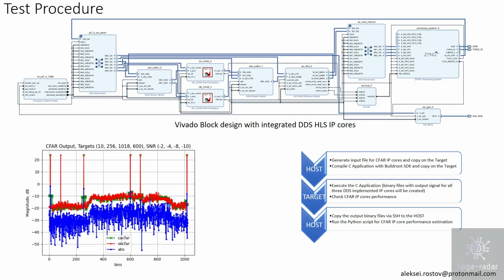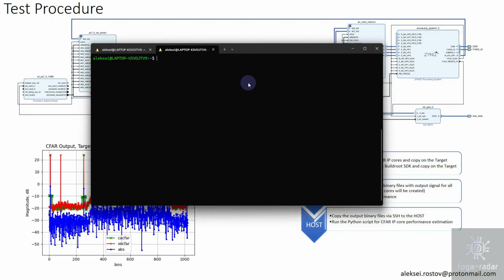Okay, so let's go through this test procedure. Here I have a target connected to my desktop. Let me check if I can ping it. Okay, nice. It means that I can SSH to the target. Here I have three folders. I'm interested in this folder, so I will remove all files here. I don't need this one, and I don't need the application CFAR test.